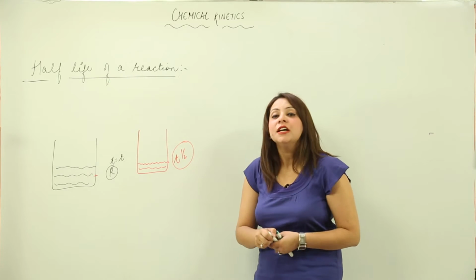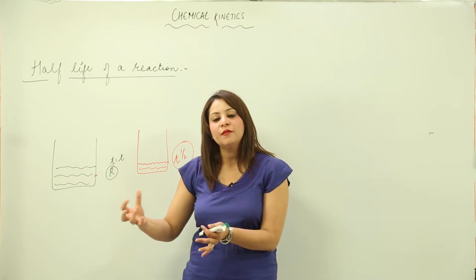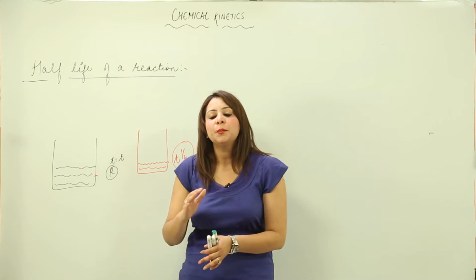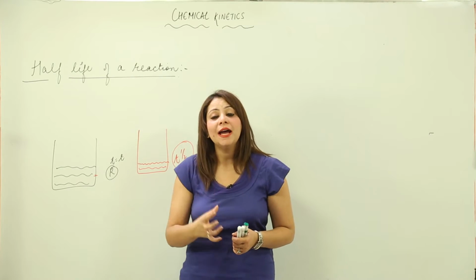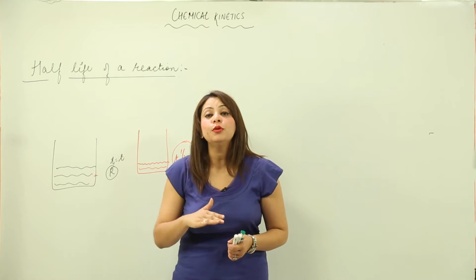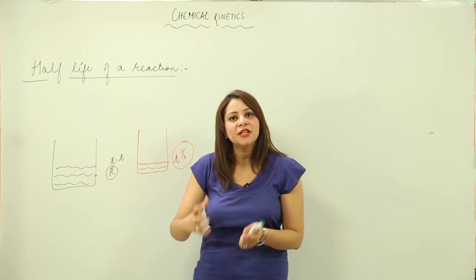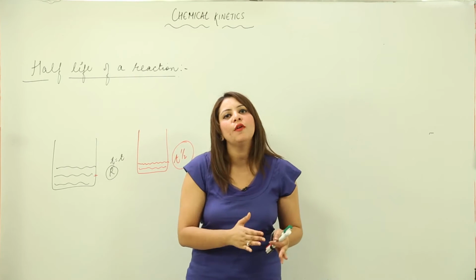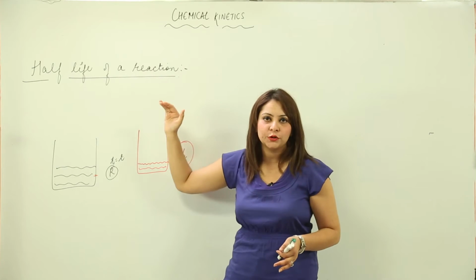I think it's clear. Again, I'll explain with an example. Suppose we have a container with a few reactants in it, say 10 moles of reactant. Then the time taken by that reactant to reduce its concentration from 10 moles to 5 moles, that means the time taken for the reactant to reduce its concentration to half of its initial concentration, is called the half-life of a reaction.